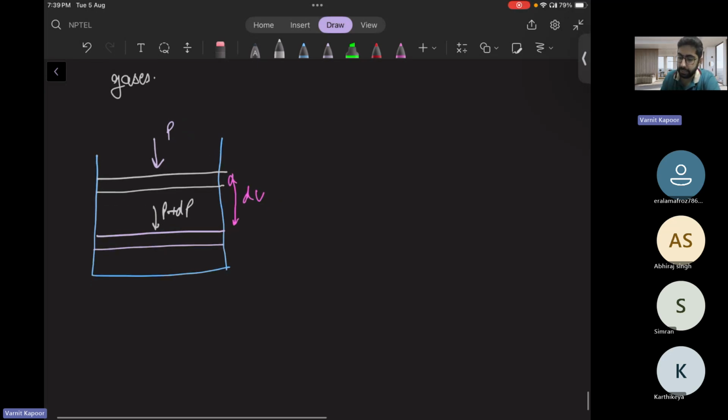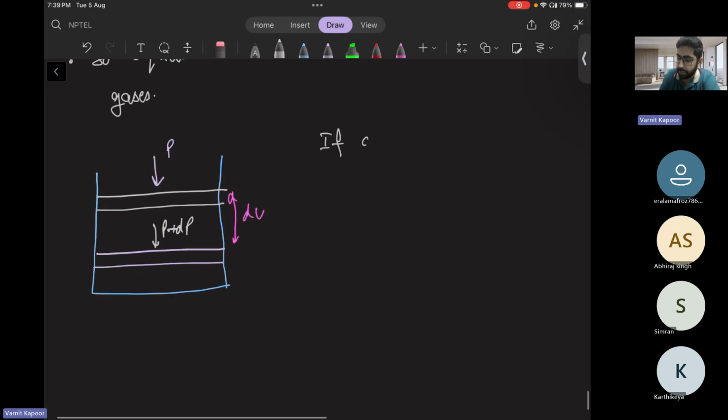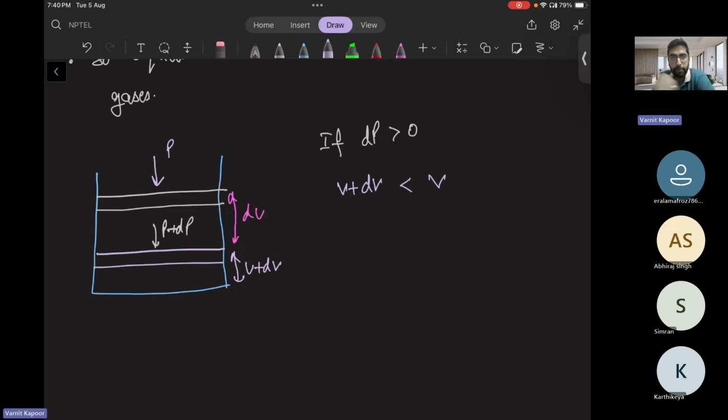So if your change in pressure is greater than 0, that is, the final pressure is higher than the initial pressure, that means your final volume, V plus dV, will be less than V. The initial volume V was much higher compared to the final volume. So that means your dV is less than 0. Your change in volume is negative, which means your volume has decreased.